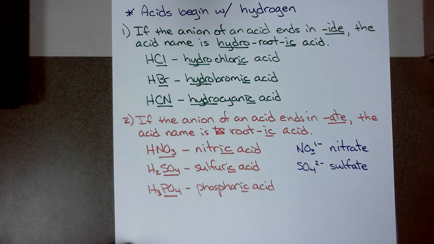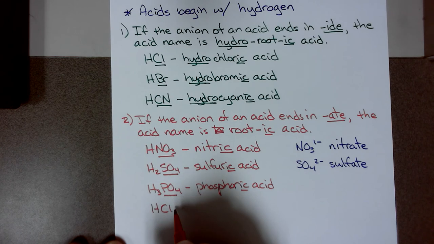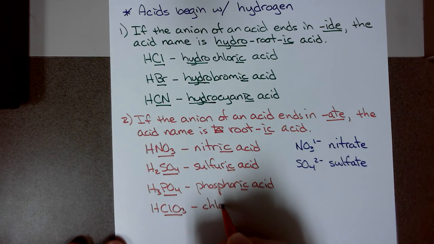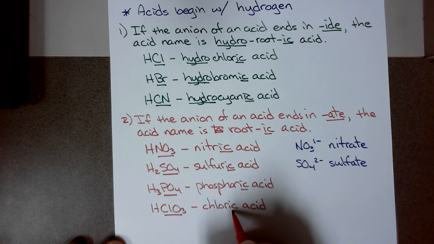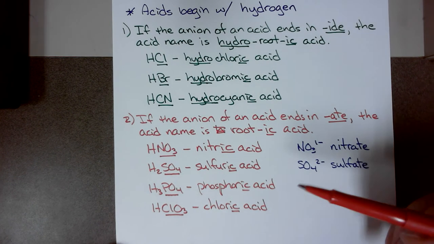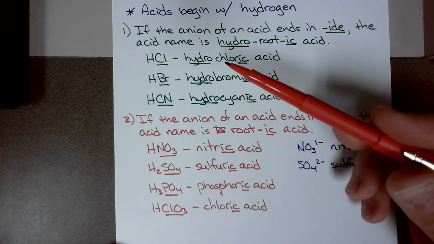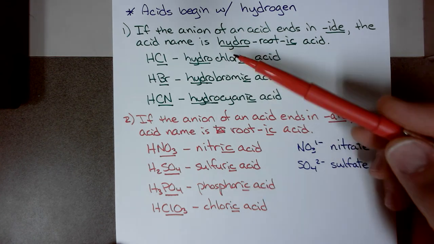Let's look at one more. Let's say I have HClO3. Now that is chlorate. So this is chloric acid, ate to ic. Now I wanted to show this because a lot of students will get confused between chloric acid being HClO3 and hydrochloric acid being HCl. They get these two mixed up.